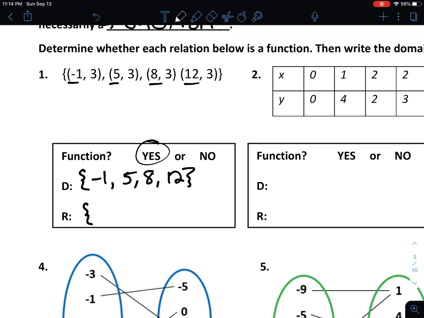For the range, we'll look at the y values, which are 3, 3, 3, and 3. So hey, range is actually going to be really easy to write because you don't have to list the repeats. So you just have to write down the 3.